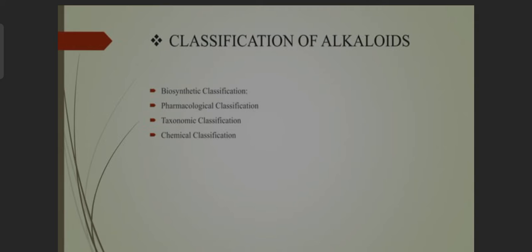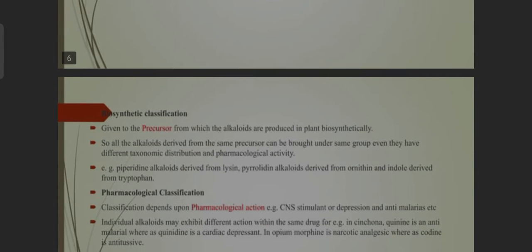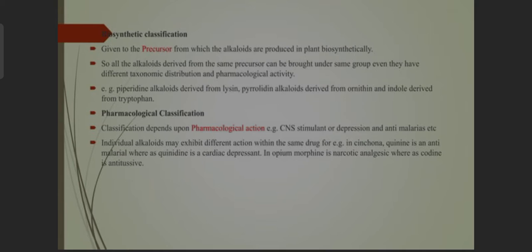Now, classification of alkaloids. First, biosynthetic classification. Second, pharmacological classification. Third, taxonomic classification. Fourth, chemical classification. First, biosynthetic classification is given according to the precursor from which the alkaloids are produced biosynthetically in the plant. So all the alkaloids derived from the same precursor can be brought under the same group, even if they have different taxonomic distribution and pharmacological activity.